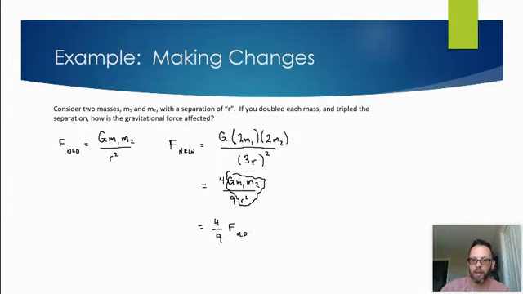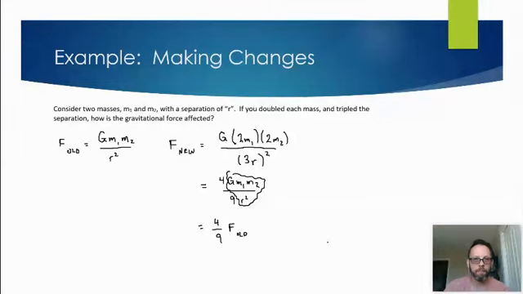So even though you're doubling each mass, the effect of tripling the separation has a bigger factor because, in Newton's law of gravitation, the gravitational force is inversely proportional to the square of the radius, while it's just proportional to the mass. So the squaring wins out. It's less than the old force, and it's exactly 4/9 the old force. That's pretty cool.